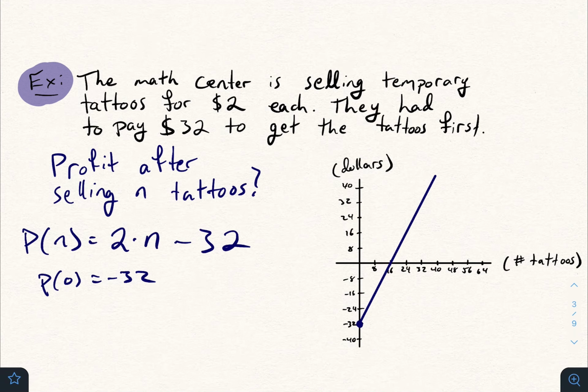This right here is our horizontal intercept. This is our vertical intercept. It's where it intersects the vertical axis. This is where it intersects the horizontal axis. If you were to plug 16 into this function, you would get out a 0.